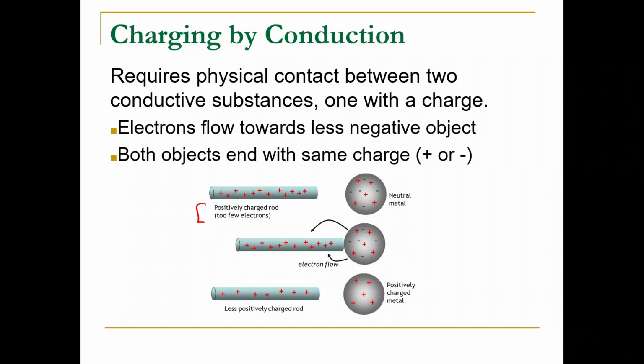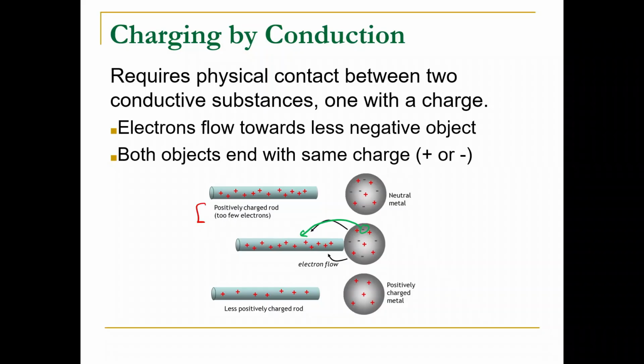Now we have a neutral metal sphere over here. If you bring the positively charged rod next to it, the electrons in both objects are going to be repelling each other. At the same time, the positives are attracting the negatives. These negative charges are going to be held in place by an equal number of positive charges because it's neutral. But there's a high density of positive charges further away. And so some of these negative charges are going to move.